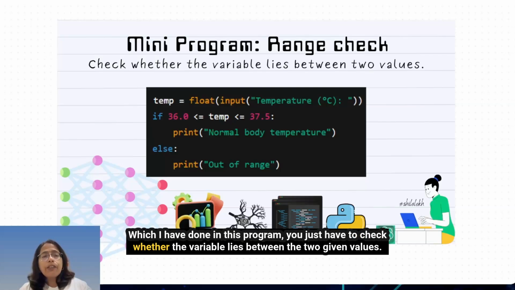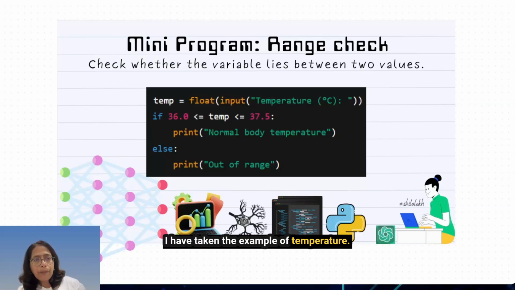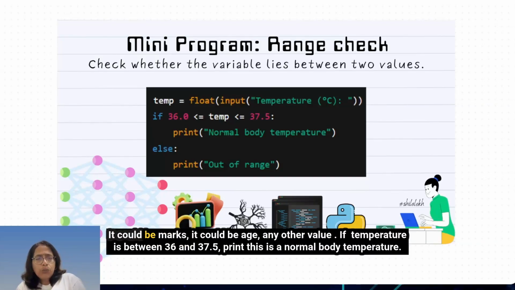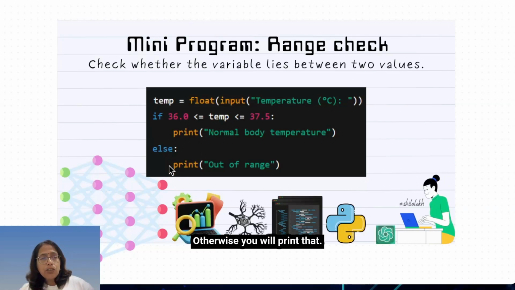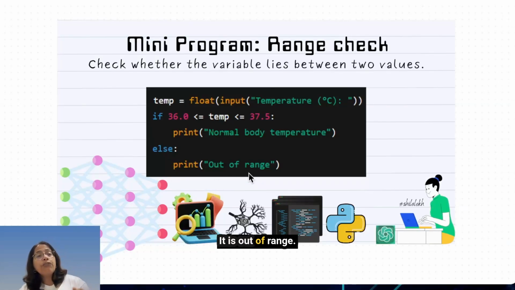You just have to check whether the variable lies between the two given values. I have taken the example of temperature. You can take an example of any other variable. It could be marks, it could be age, any other value. If temperature is between 36 and 37.5, print this is a normal body temperature. Otherwise, you will print that it is out of range.